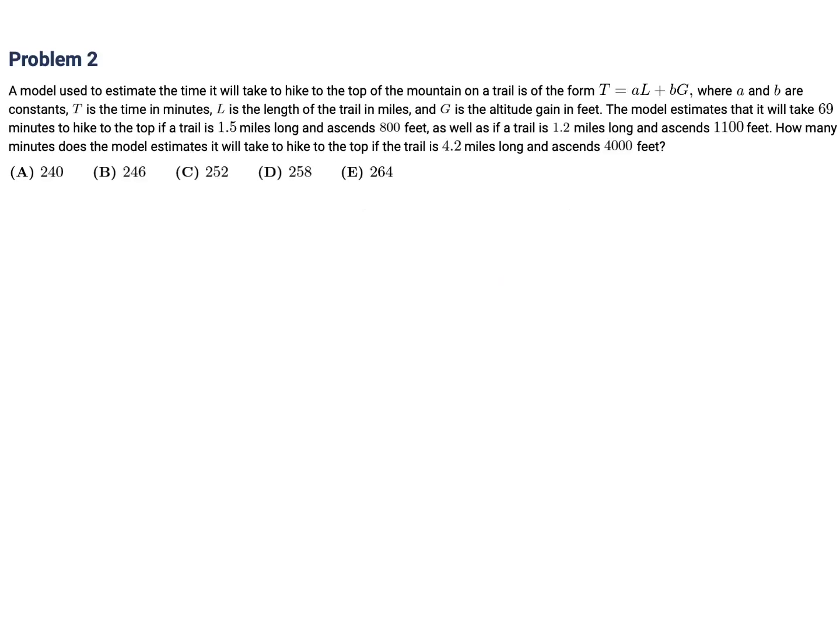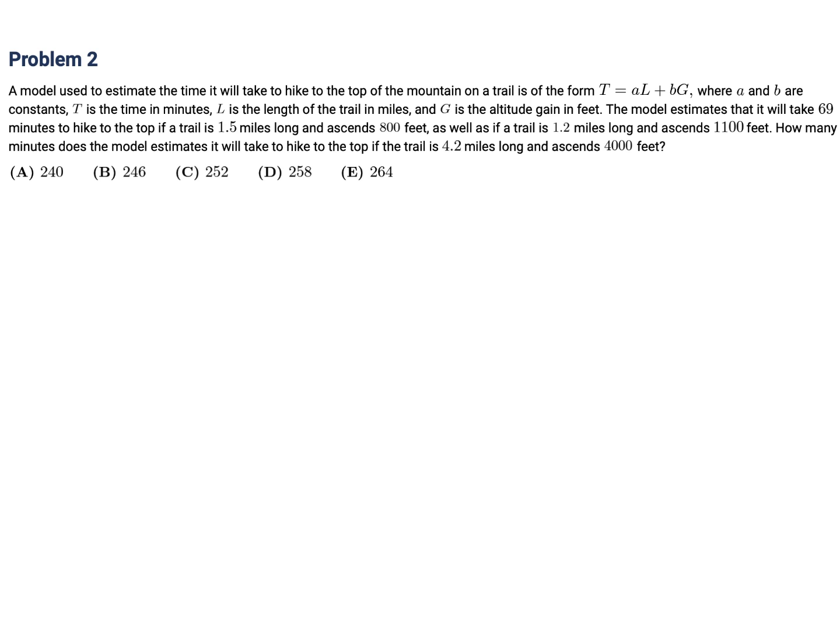A model used to estimate the time it will take to hike to the top of the mountain on a trail is of the form T equals AL plus BG, where A and B are constants. T is the time in minutes, L is the length of the trail in miles, and G is the altitude gain in feet. The model estimates that it will take 69 minutes to hike to the top of the trail if a trail is 1.5 miles long and ascends 800 feet, as well as if a trail is 1.2 miles long and ascends 1,100 feet. How many minutes does the model estimate it will take to hike to the top if the trail is 4.2 miles long and ascends 4,000 feet?